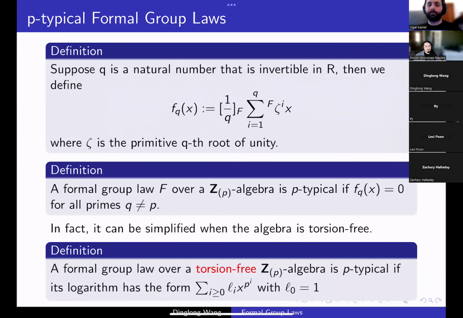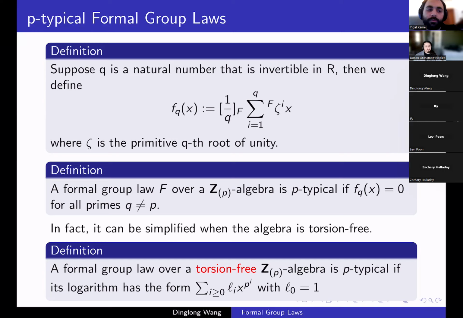And here's another definition. Suppose q is a natural number that is invertible in R. Then we define this function, this power series, where zeta is the primitive qth root of unity. Now, we say that a formal group law F over a Z_(p) algebra, where Z_(p) is the integers localized at p, is p-typical if F_q(x) is equal to 0 for all primes q not equal to p.